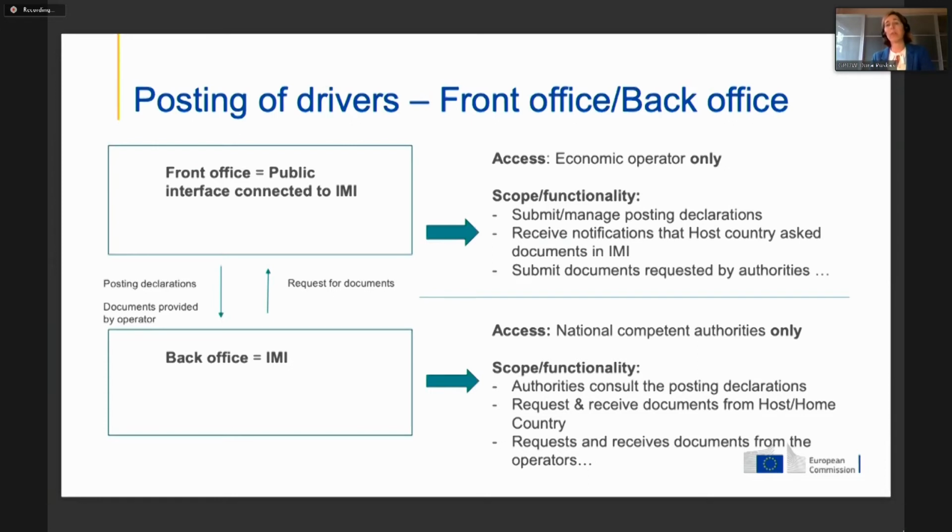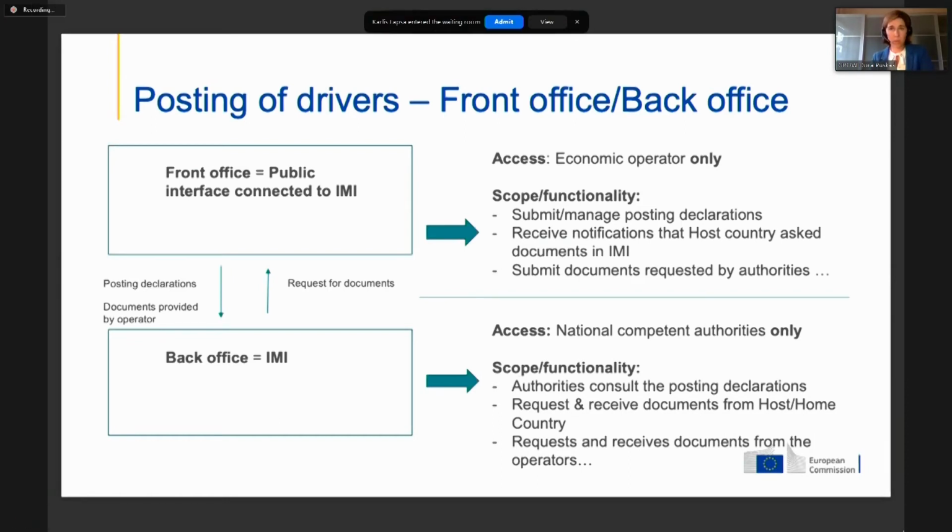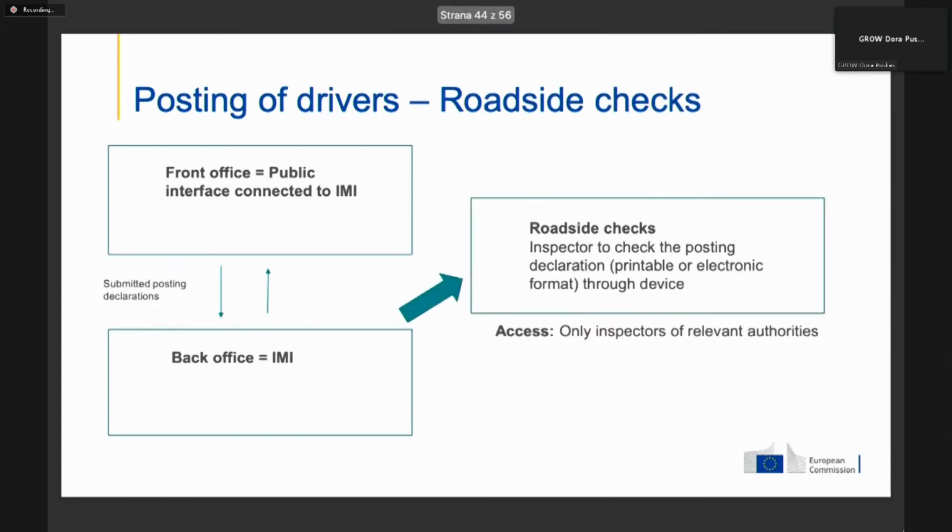C'est là que les autorités peuvent consulter les déclarations de détachement et demander et recevoir des documents des pays hôtes et des pays d'origine, des pays d'accueil et des pays d'origine. Et c'est là qu'aussi on reçoit des documents des opérateurs, que les autorités peuvent demander et recevoir auprès des opérateurs. Nous pouvons donc peut-être passer à la diapo suivante.